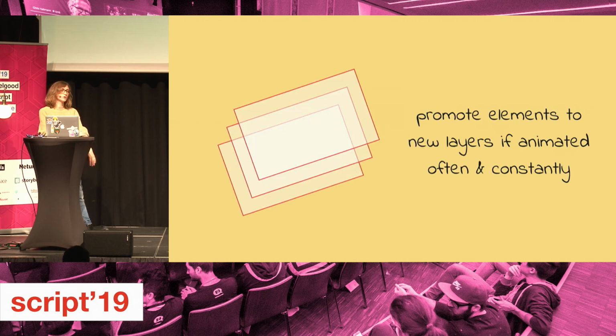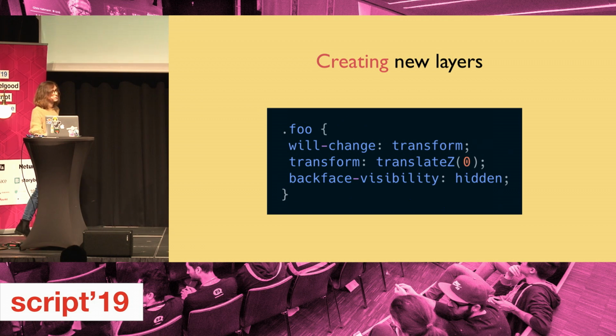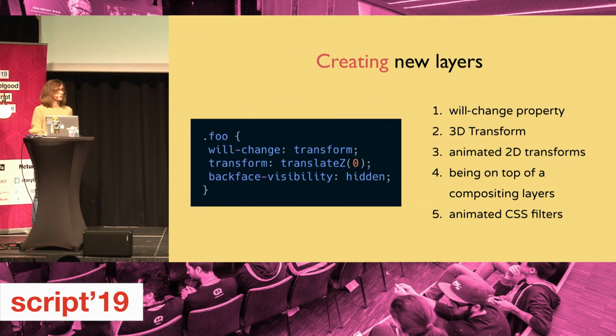Another way to improve the performance of your animations and make them animate better is to create new layers. In your browser, you can create different layers, like Photoshop layers. And you can create those with CSS, for example with the will-change property, or 3D transforms like translateZ, or other things like animated 2D transforms being on top of a compositing layer, or animated CSS filters.